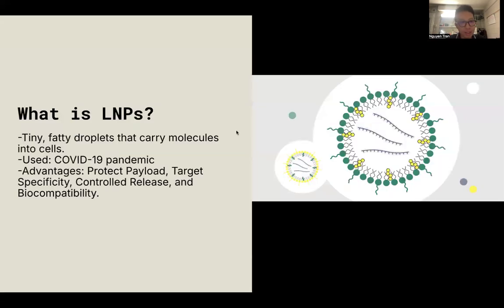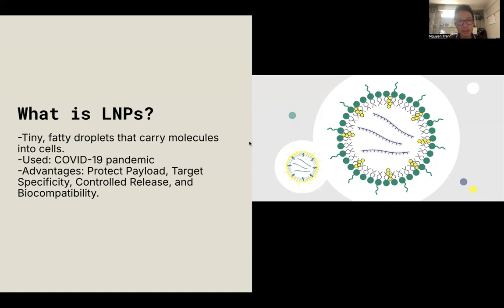What is LNPs, lipid nanoparticles, and also its mechanism in drug delivery. So firstly, what is lipid nanoparticles? A brief description of it is tiny fatty droplets that carry molecules into cells. Basically you can see the pictures right here. The outer layer, the one in green color, is the fatty droplet, and the interior is something that the LNPs will be carrying.